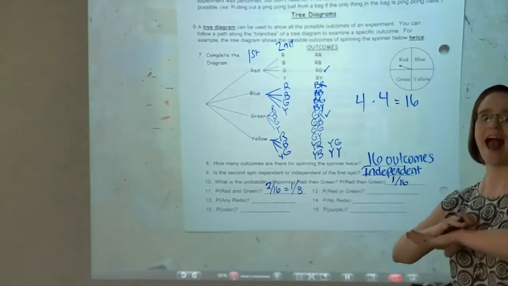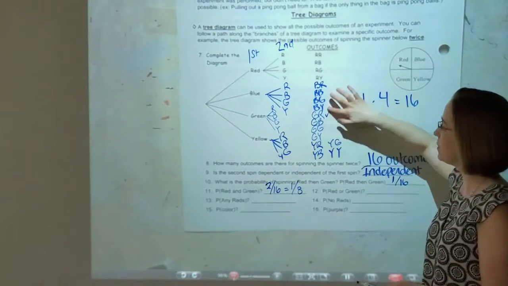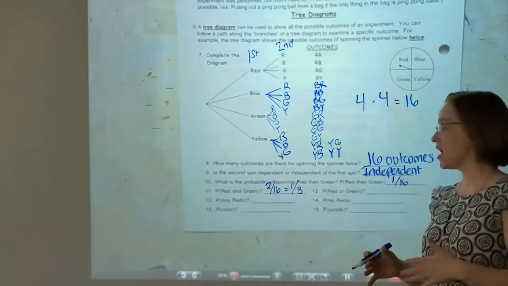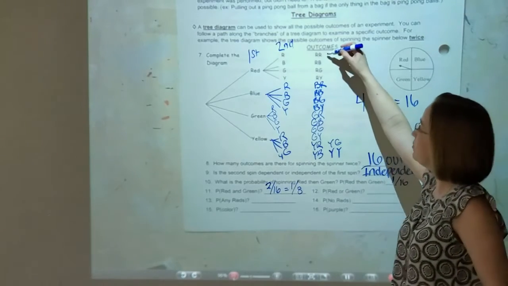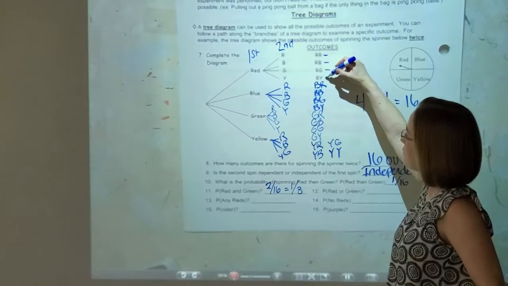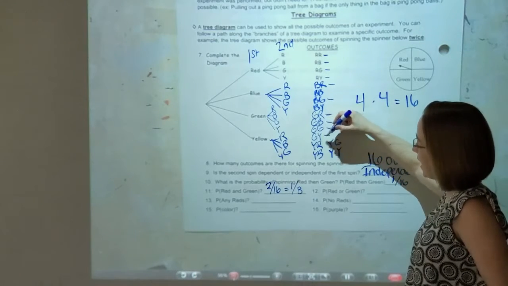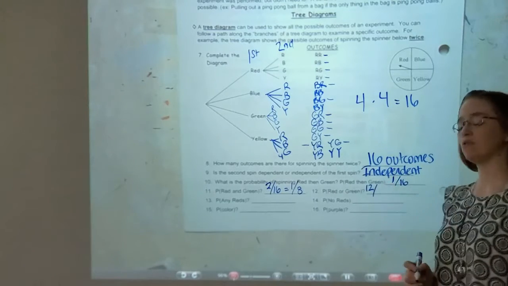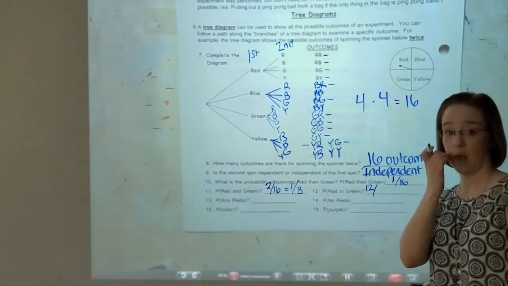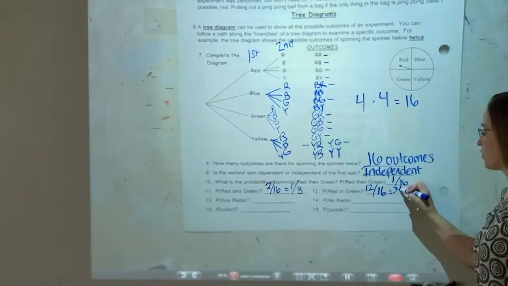What if I'm happy with any combinations of reds or greens? So I have to go back up here and say, as long as it's got a red or a green in the outcome, I'm happy. So that would be 1, 2, 3, 4, 5, 6, 7, 8, 9, 10, 11, 12. 12 of the outcomes have a red or a green in them somewhere. So that would be 12 out of 16, or 3/4.